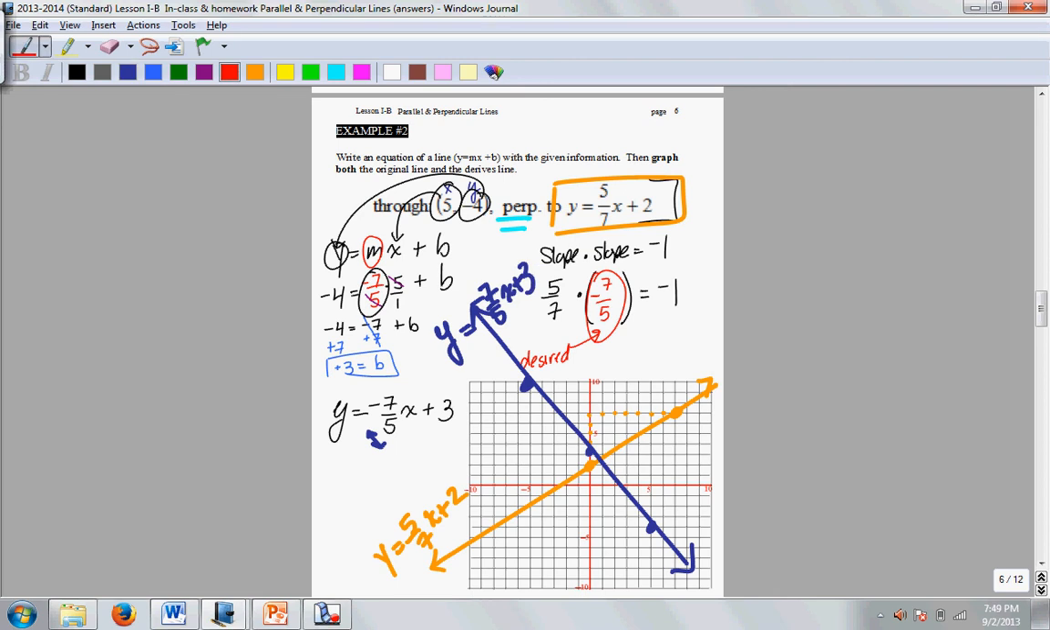Now let's check it. Yes, they're perpendicular. Yes, it's perpendicular and goes through this point. So let's check that point. Over 5, down 4. 1, 2, 3, 4, 5. 1, 2, 3. Boom, we got it.